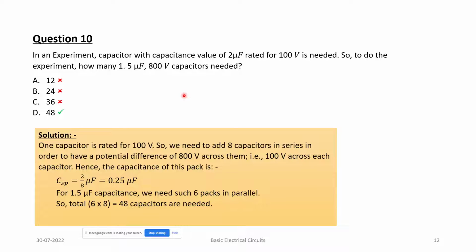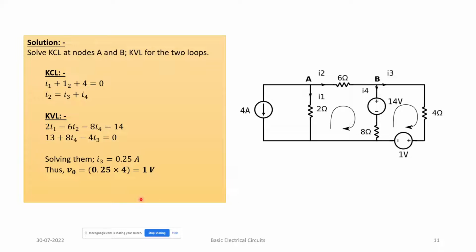Okay, actually there is a mistake in this question. This will be 2 microfarad rated for 800 volt is needed, and how many 1.5 microfarad of 100 volt capacitors are needed. So there is a mistake in this question, right? Now tell me how to do it.